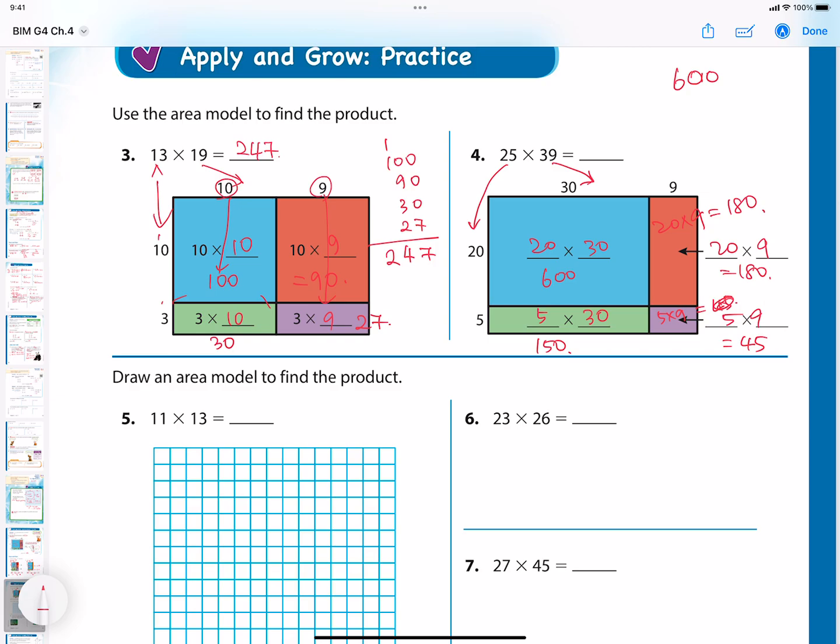600 plus 150 plus 180 plus 45 is what? 5. And these are 9. 9 plus 8 is what? 17. I'm going to carry one more up. 7 plus 1, 8 plus 1, 9. So 975 is the answer. Please check your answer with me.